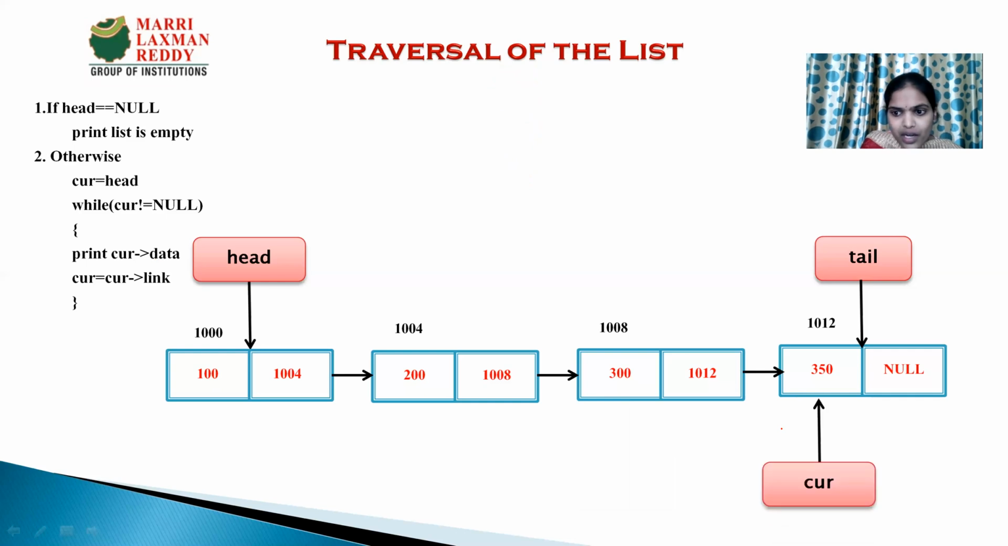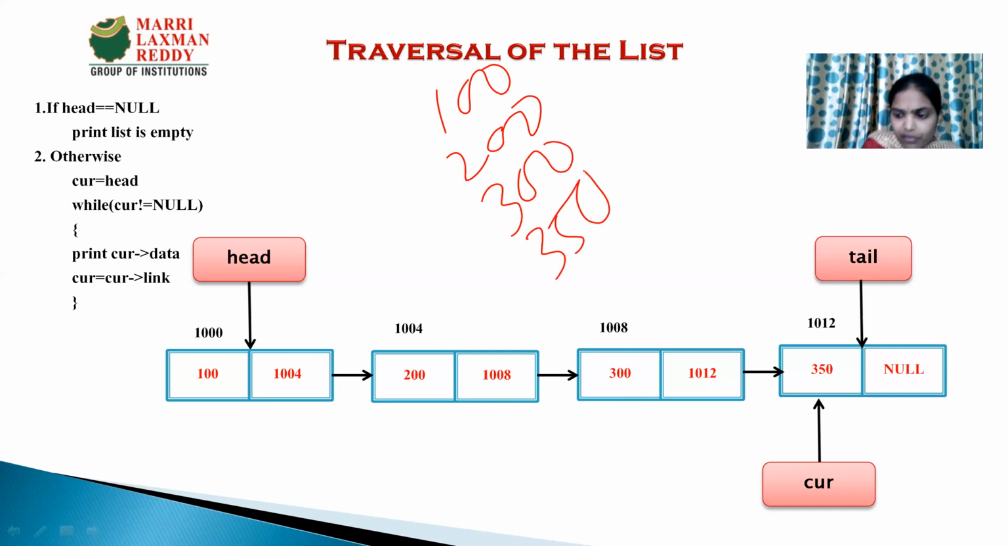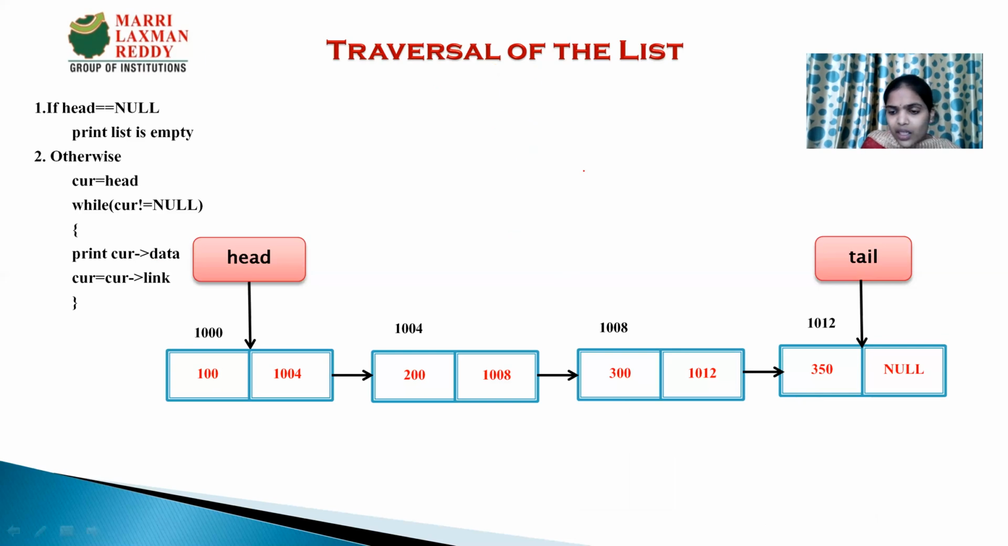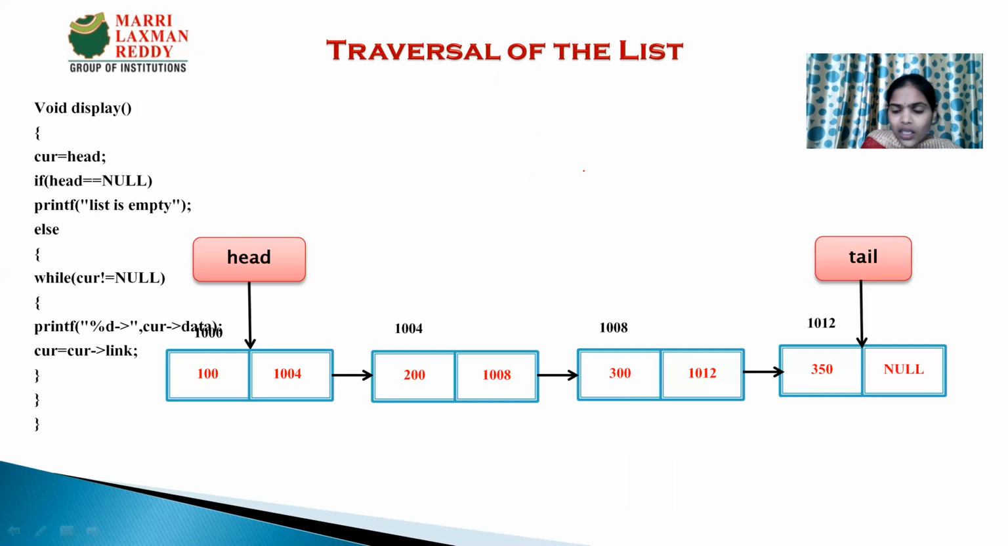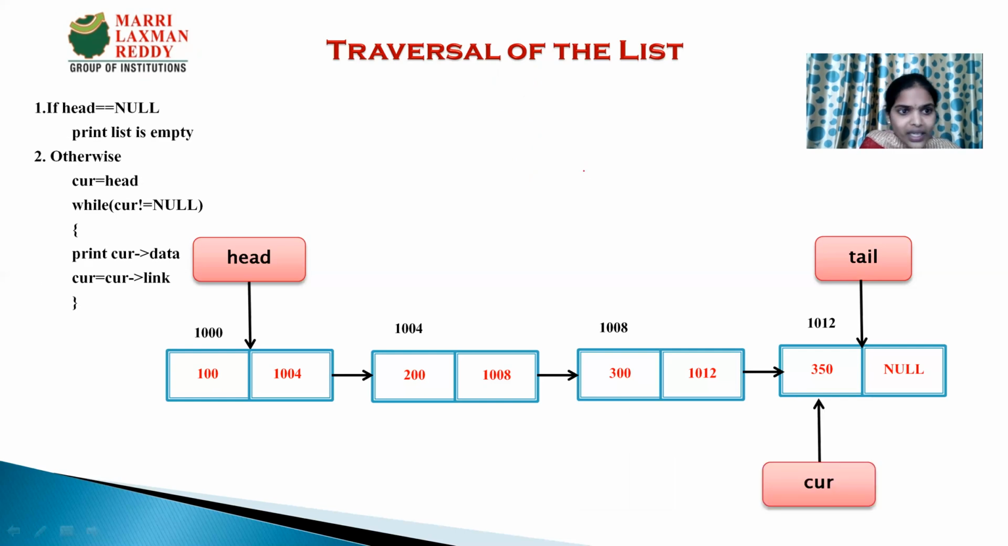So here the current node is there. Initially I've printed 100, 200, 300, and now I'm printing the current node's data, that is 350. Then what am I doing? I am just exiting. When do I exit? When current is not equal to null fails. Current is moved to the current next, that is null. Now in the current address there will be null.